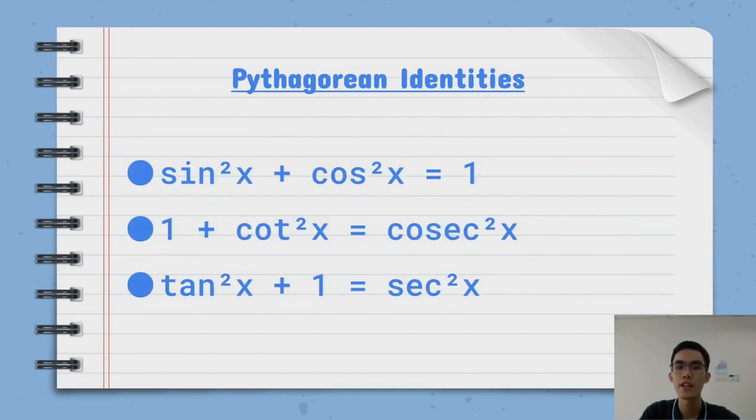For the Pythagorean identities, first and foremost is sine power 2x plus cos power 2x equal to 1. And 1 plus cotangent power 2x is equal to cosec power 2x. And tangent power 2x plus 1 is equal to secant power 2x.